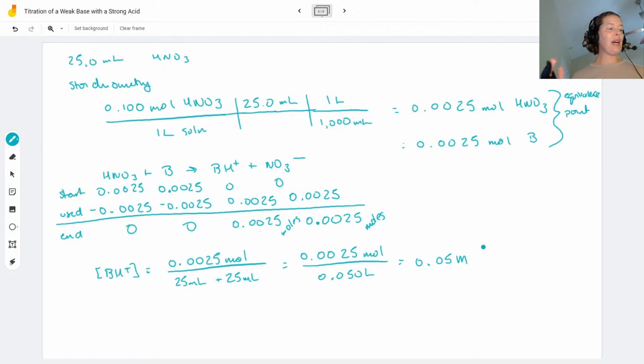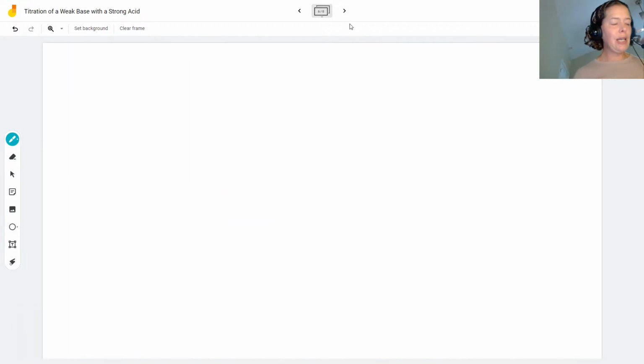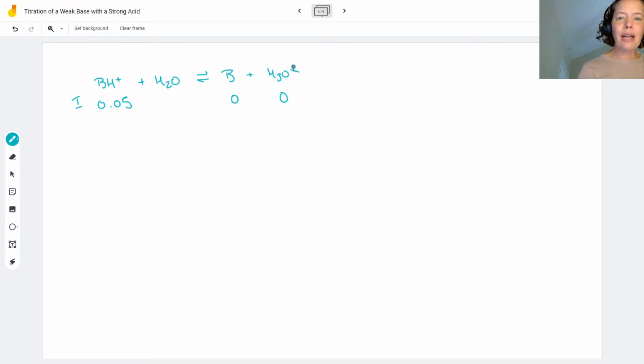Okay, at this point, I am ready to go ahead and set up my ICE table. I'm going to do this on the next page. So remember, you have your protonated base in aqueous solution. It is a weak acid. You're going to form some base and some hydronium. Okay, so ICE: initial concentration, 0.05. I don't have any of this. That looks like an X. That is a plus. I'm writing too fast and too sloppily. Okay, consumed. I'm going to form some product. And equilibrium.